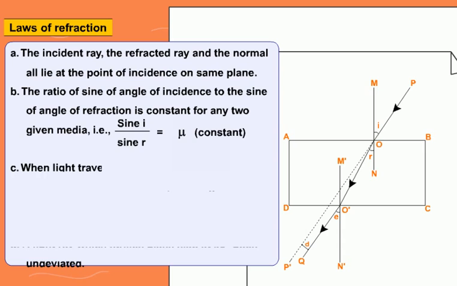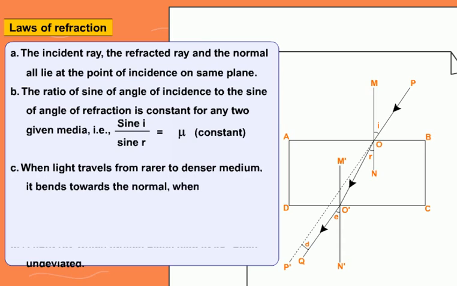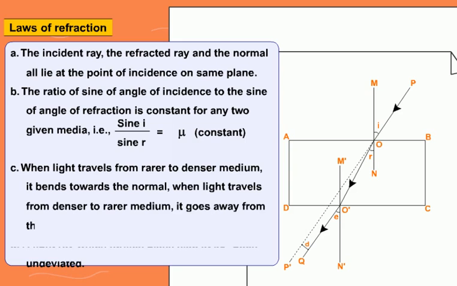When light travels from a rarer to a denser medium, it bends towards the normal. When light travels from a denser to a rarer medium, it goes away from the normal. A light ray which strikes the glass slab at 90 degrees goes undeviated.